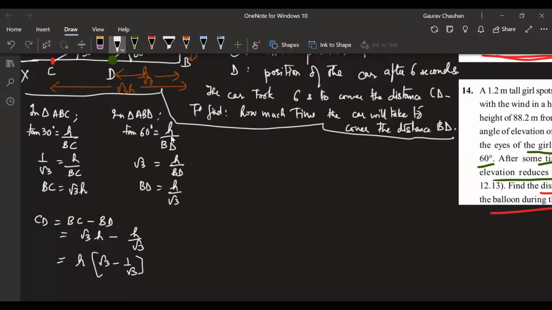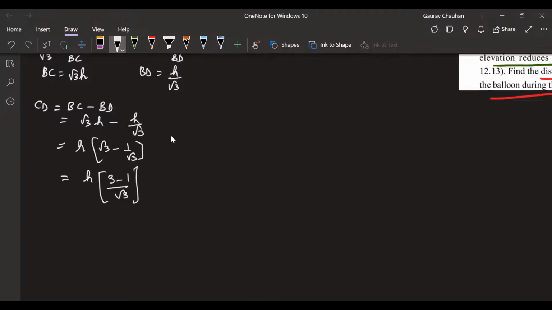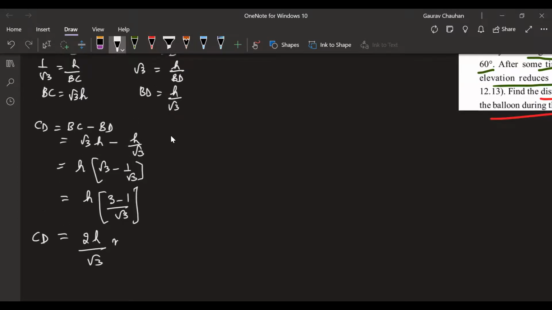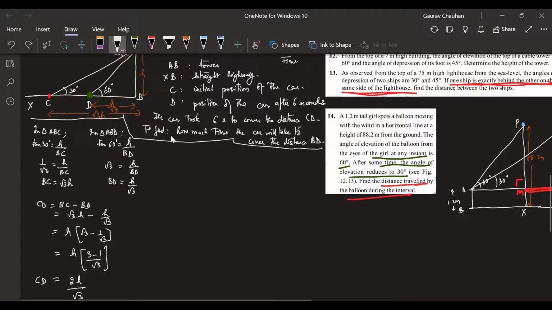Many times this is happening, so maybe you should be really good in doing this. H into 3 minus 1 by root 3. That's equal to 2H by root 3. Okay, this is not my final answer, so I'm not going to rationalize this and all. 2H by root 3 meters. Can I say that? Or whatever it is. CD is 2H by root 3. So what I have right now in my diagram, guys, be with me here. CD is 2H by root 3.